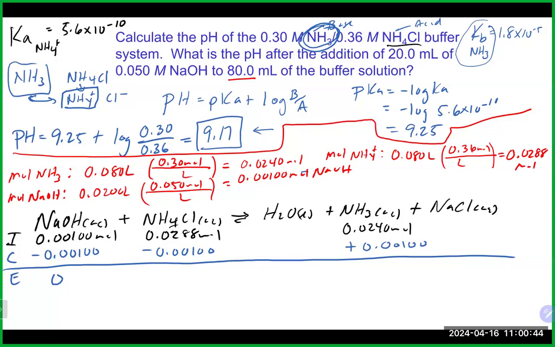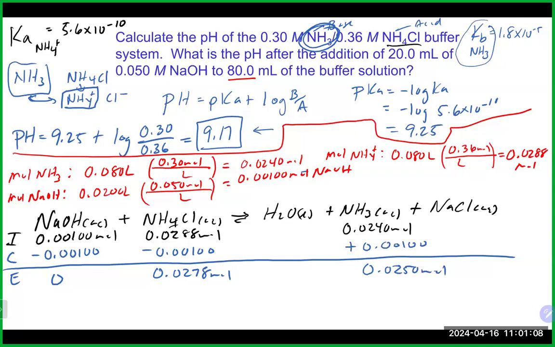0.0288 minus 0.001, 0.0278 moles. And lastly here, 0.024. And again, we're going to plus it on that side, 0.001, 0.025 moles. Any questions on the ice table here?